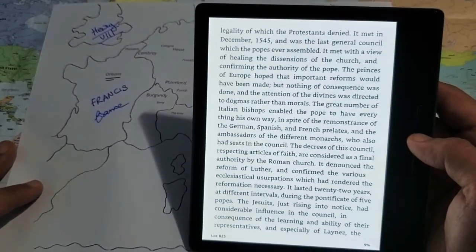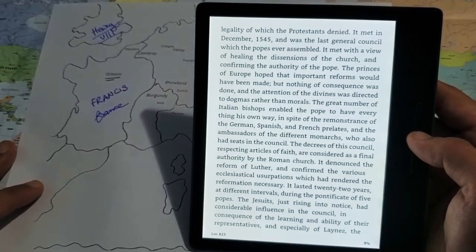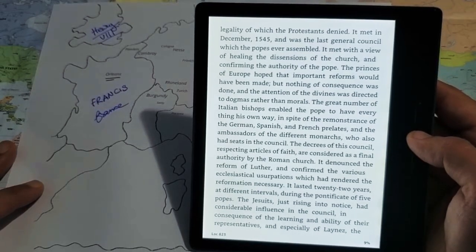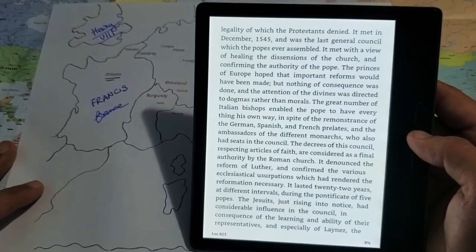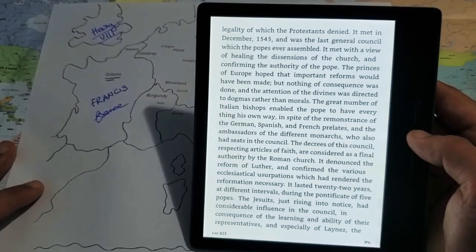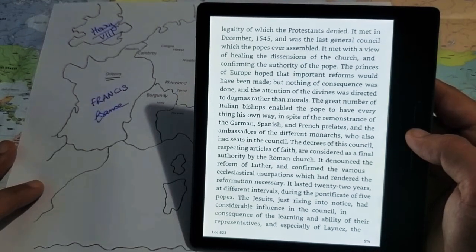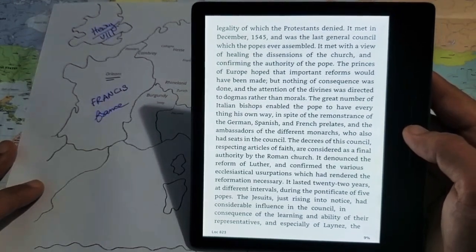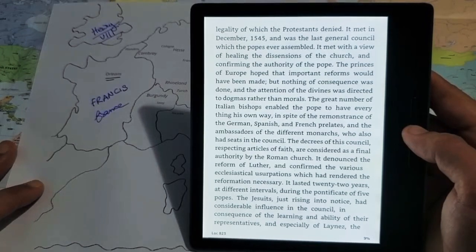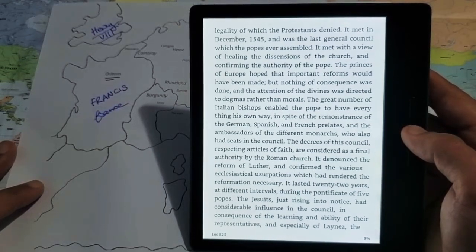The princes of Europe hoped that important reforms would have been made, but nothing of consequence was done, and the attention of the divines was directed to dogmas rather than morals. The great number of Italian bishops enabled the Pope to have everything his own way, in spite of the remonstrance of the German, Spanish, and French prelates, and the ambassadors of different monarchs, who also had seats in the council. The decrees of this council respecting articles of faith are considered as a final authority by the Roman Church. It denounced the reform of Luther and confirmed the various ecclesiastical usurpations which had rendered the Reformation necessary.